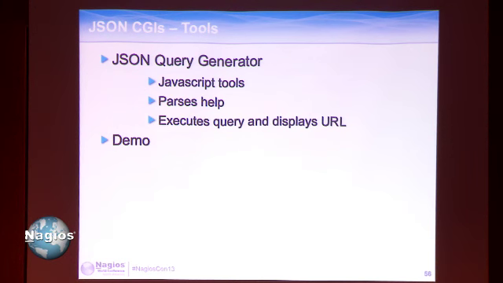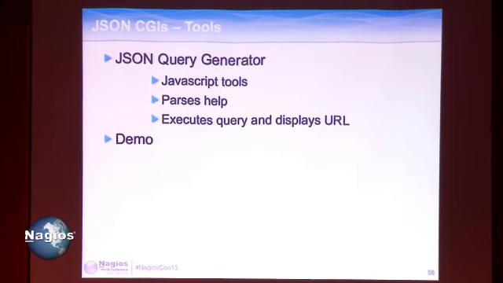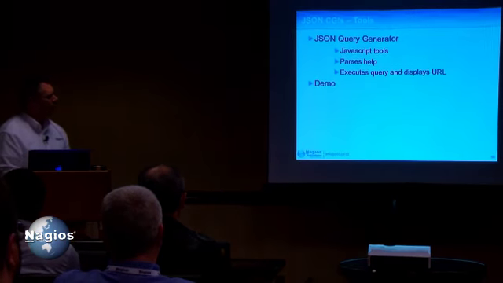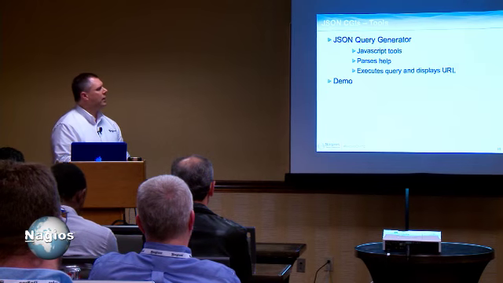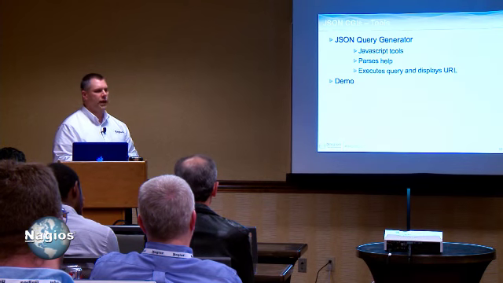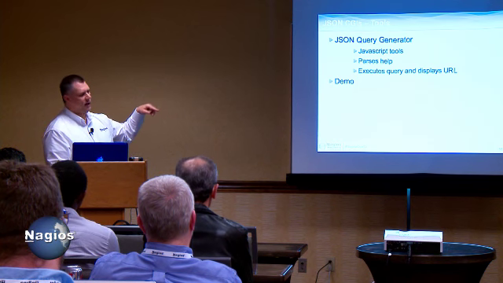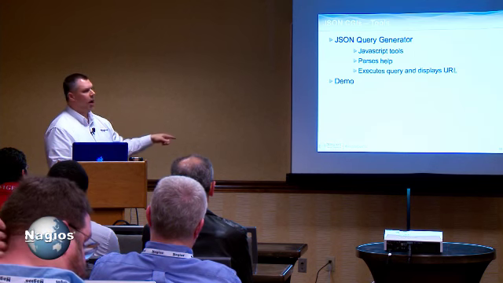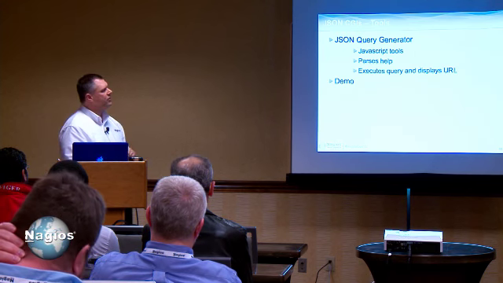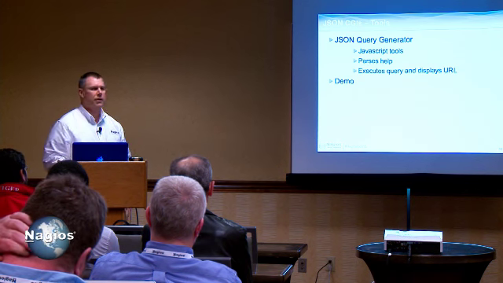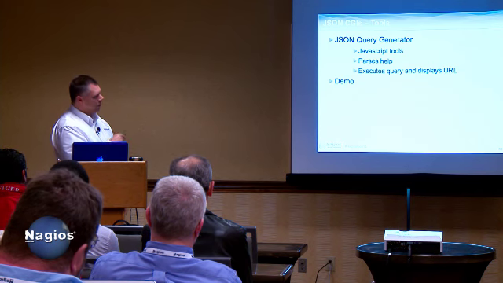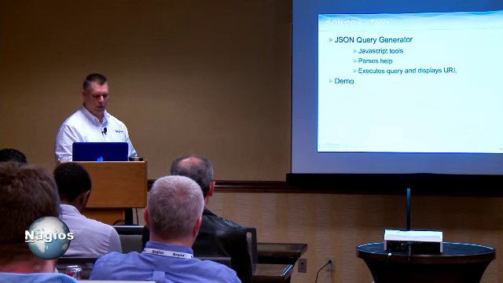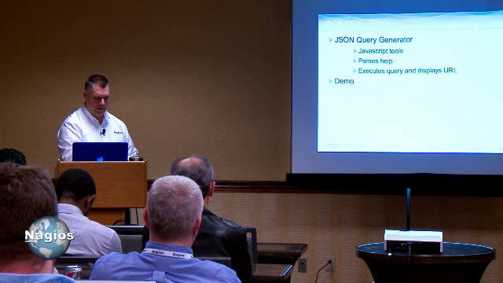After a while, when I started developing this, I got kind of tired of typing all these GET requests into the command line. And so I built a little tool that I'm calling the Json Query Generator. It's a JavaScript tool, single page. When you first start it up, you pick a query, and we'll see this in the demo. It sends a help command, parses the help command, and builds a form based on the information that is returned in the help command. And then when you hit the send query button, it actually executes the query and displays the URL. So I have a demo for that as well.